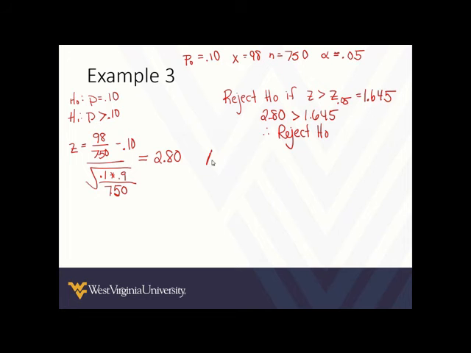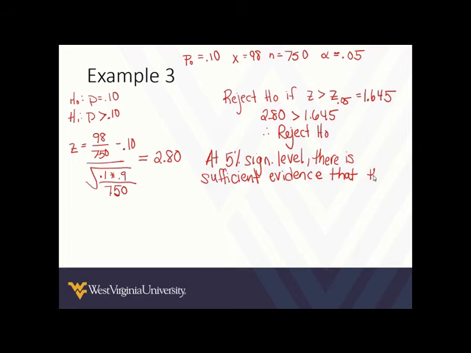And so we can say at the 5% significance level, there is sufficient evidence that the population of left-handed individuals is greater than 10%.